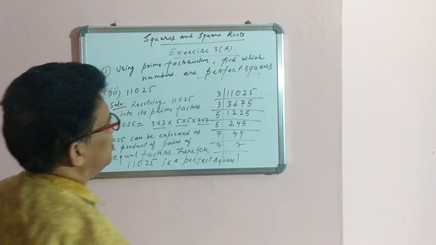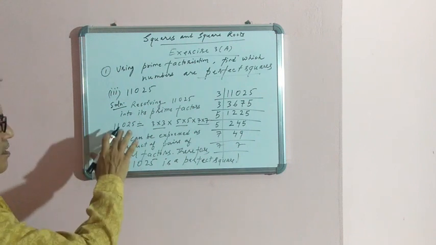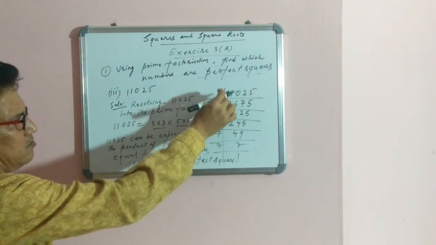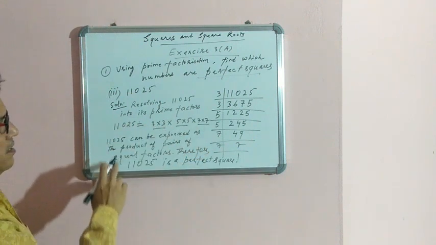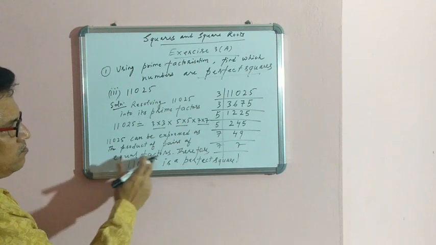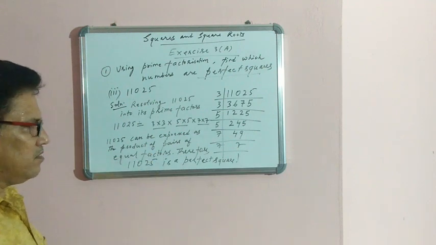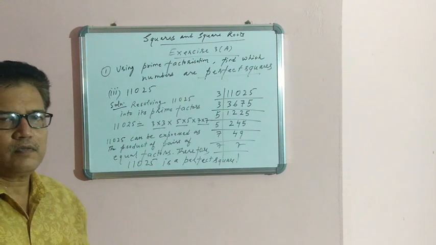So what have we done? First we did the prime factorization. After that we wrote the number as equal to all of its prime factors. Now this can be expressed as the product of pairs of equal factors. We will repeat the same statement for every question of this type. Therefore this is a perfect square.